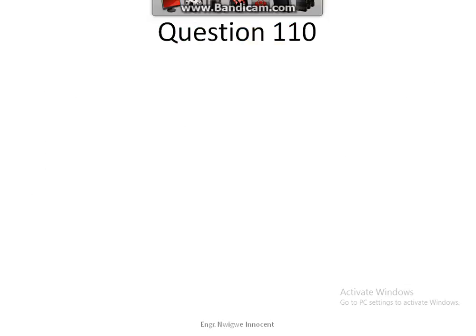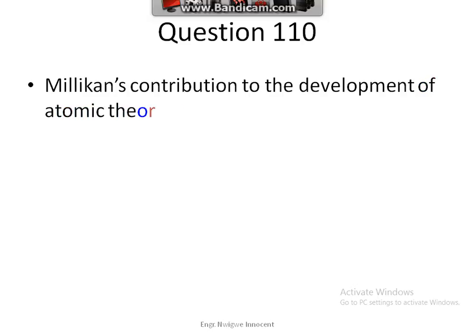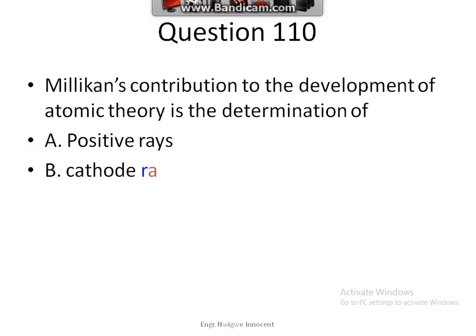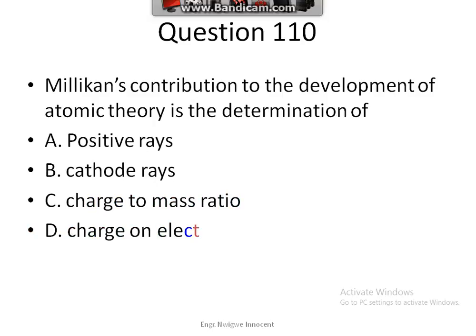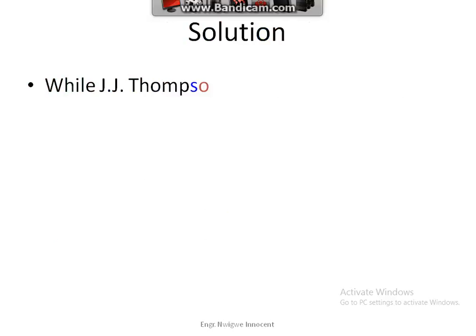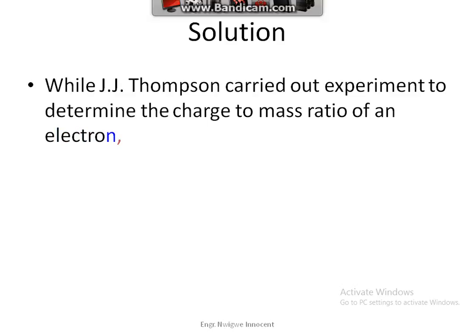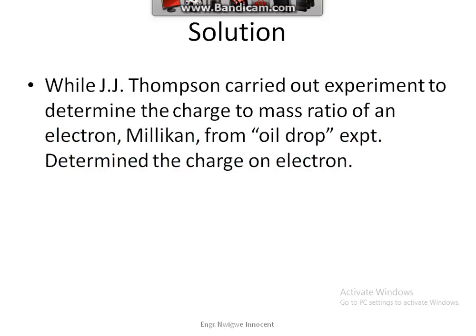Question 110. Millikan's contribution to the development of atomic theory is the determination of A. Positive rays, B. Cathode rays, C. Charge to mass ratio, D. Charge on electrons. Solution. J.J. Thomson carried out the experiment to determine the charge to mass ratio of an electron. Millikan, from the oil drop experiment, determined the charge on electrons. Answer is D.